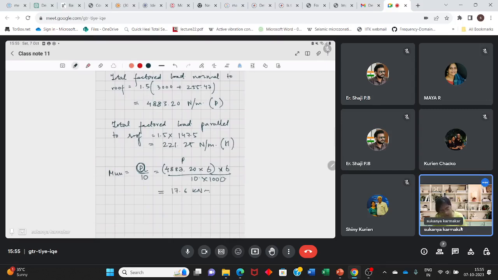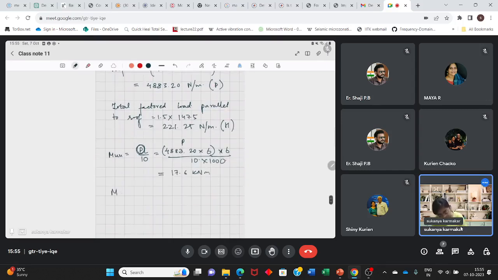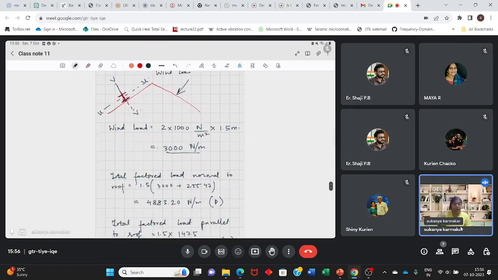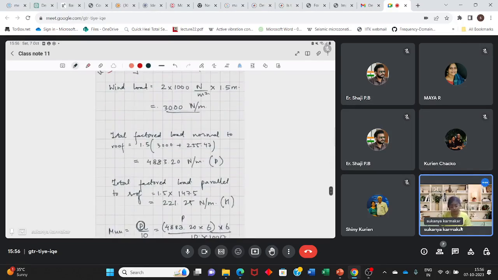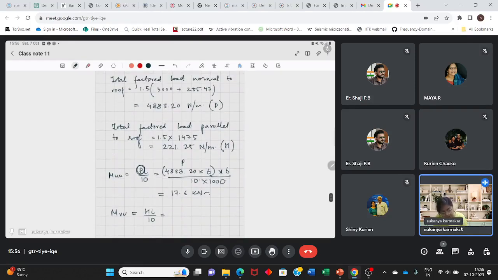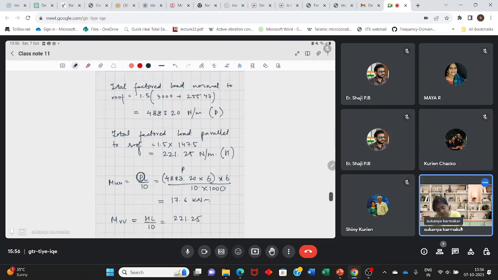Kilonewton meter. Now MVV, the bending about the VV axis, the load will be along the UU axis, that is the load parallel to the roof, that is H. It will be H into L by 10. What is the total H load? H is 221.25. I should not write P here.